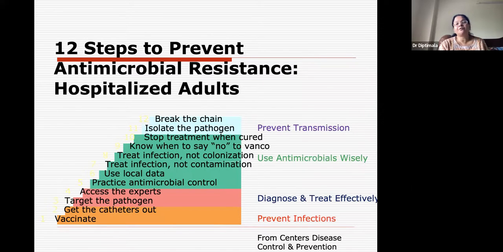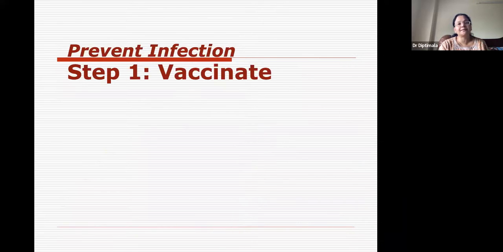Our first aim is to prevent infection. If we are not able to prevent it, we should be able to diagnose it and treat effectively. Then use antimicrobials wisely and prevent transmission from one patient to another. So I'll talk about these 12 steps one by one in the subsequent slides.